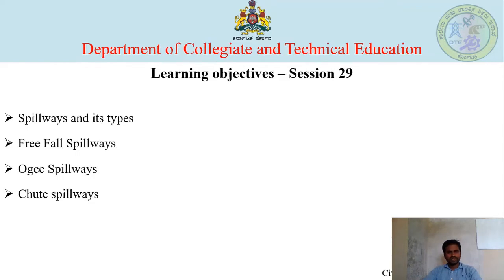Next, what are the learning objectives of this session? You are going to learn about the spillway and its types. Among the types of spillway, we are going to learn about the free fall spillway, ogee spillway, and chute spillway.